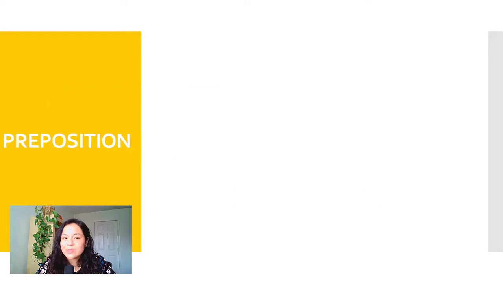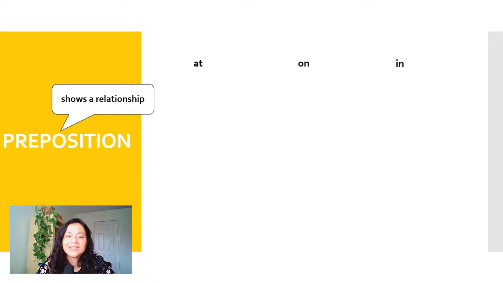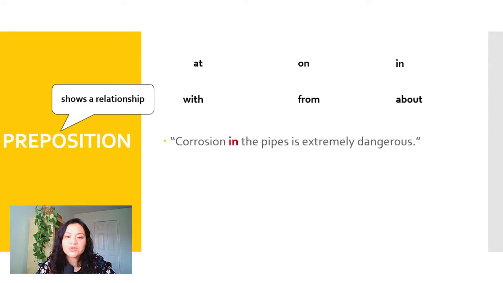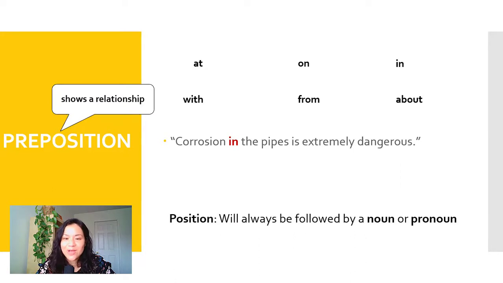Let's talk about prepositions. Prepositions show the relationship of a noun, noun phrase, or pronoun to another word. These are words like at, on, in, from, with, about. For example, corrosion in the pipes is extremely dangerous. This is an example of a preposition of place because we get to know that the corrosion is inside the pipes. Of course, a preposition will always be followed by a noun or a pronoun.